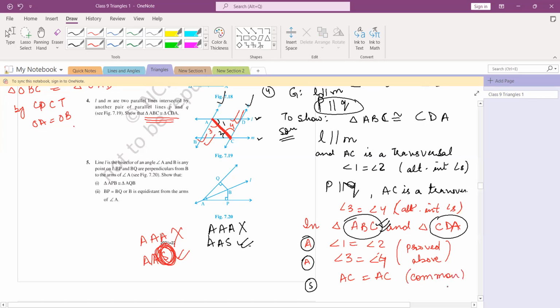Fine. If you do not look at the figure carefully, how will you do these questions? Please, this exercise only requires your presence of mind. It doesn't require any formula.